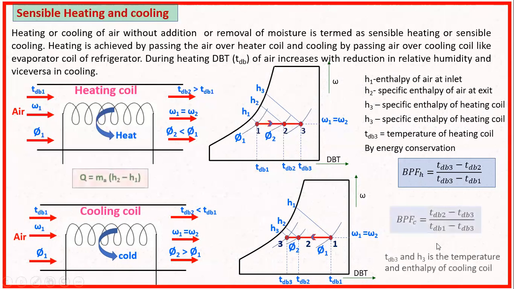Okay, now let's see what is the bypass factor here. It is nothing but again difference in the coil temperature and the air coming out. This temperature difference divided by the difference between the coil and the inlet air temperature.